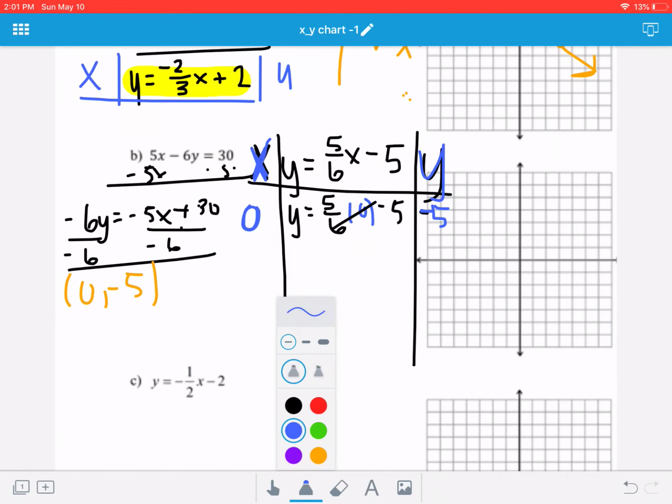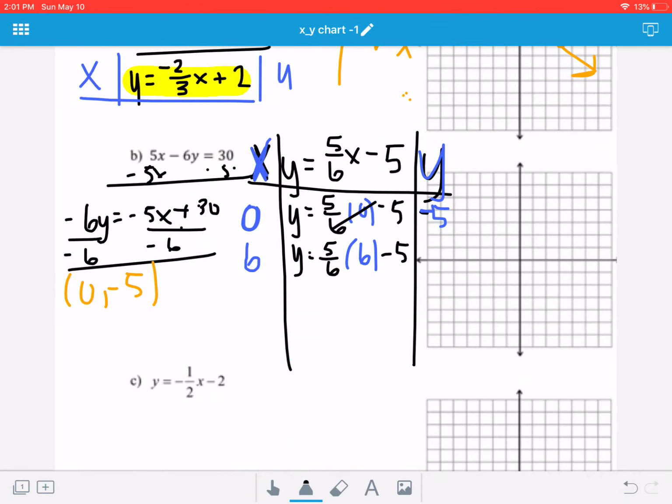So I'm going to pick a number that's a multiple of 6. That means I can divide it by 6. So I'm going to go with positive 6 here. Y equals 5/6 times 6 minus 5. 5/6 times 6 is 5, and 5 minus 5 would be 0. So this ordered pair is 6, 0.